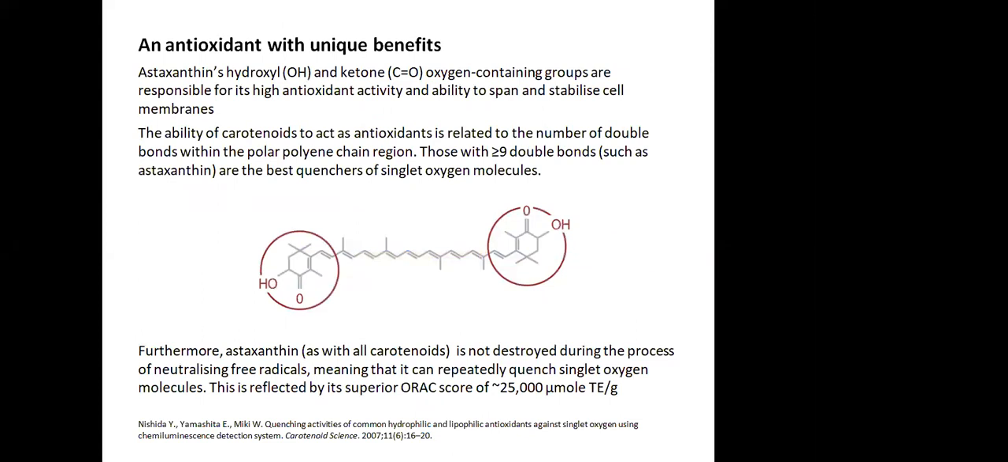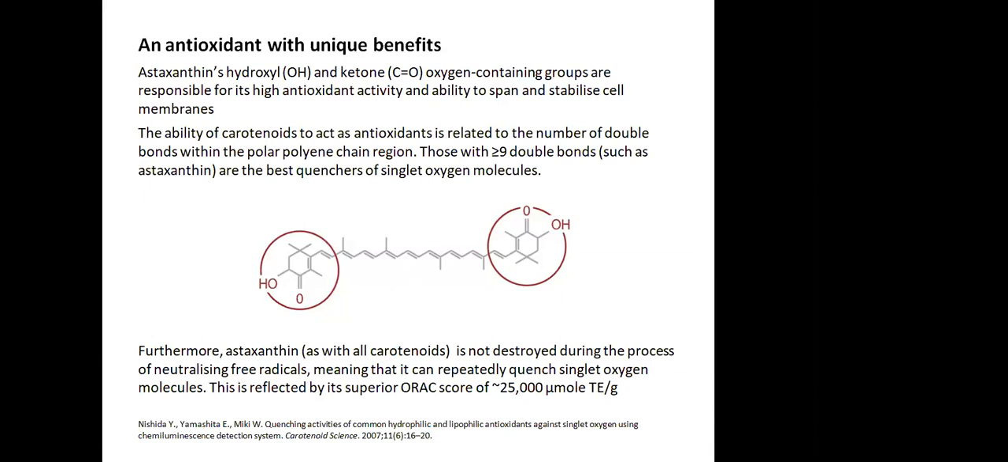So what is it about astaxanthin that makes it so wonderful in terms of it being an antioxidant? I've included a slightly simpler diagram of our antioxidant molecule. It has these wonderful little hydroxyl and ketone groups that are believed to be responsible for its high antioxidant activity. It's these structures that allow astaxanthin to hook into the inner membrane and the outer membrane. And then we have this long string of double bonds that sit within the membrane itself.